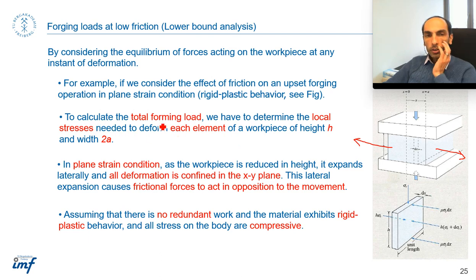To calculate the total forming load in this approach, we have to determine the local stresses needed to deform each element. What does it mean? So we consider an element like it's shown here in the figure, and then we calculate how much load is required to deform the workpiece with the height of h and the width of 2a. And we talked about it already. This is under the plane strain condition, and we assume that no redundant work is performed here. It's a rough estimation, but okay.